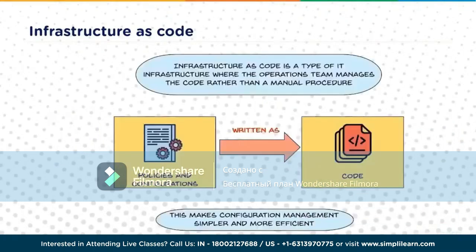So now that we saw the various advantages of having codes, let's see what infrastructure as code exactly is. Here's the definition. Infrastructure as code is a type of IT infrastructure where the operation team manages the code rather than a manual procedure. So infrastructure as code allows the operations team to take care of a code which automatically performs various procedures rather than having to manually do those procedures. So with this feature, all your policies and your configurations are written as code.